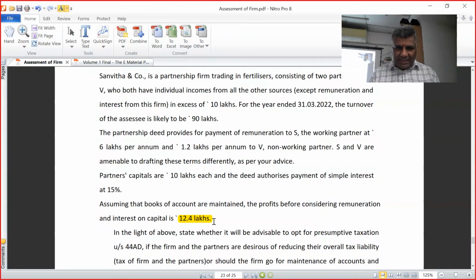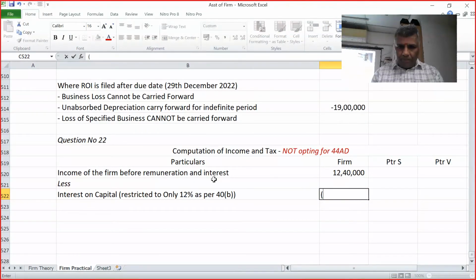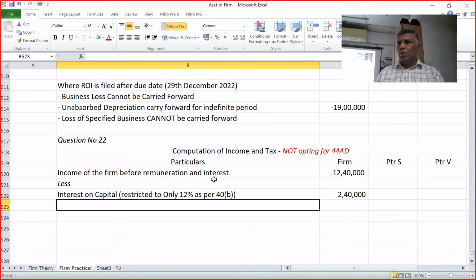How much is interest on capital? Partners' capital is 10 lakh each, so 20 lakhs into 12%, that is 2,40,000. You agree with me? 10 lakhs each. 12% is the rate of interest allowed as per law. So 1,20,000 per partner.